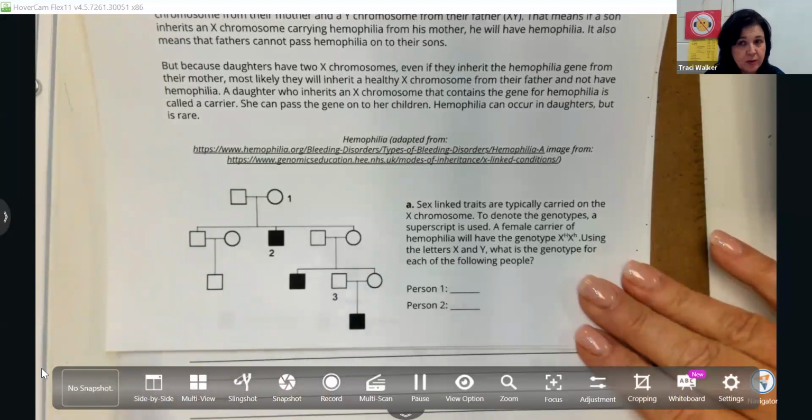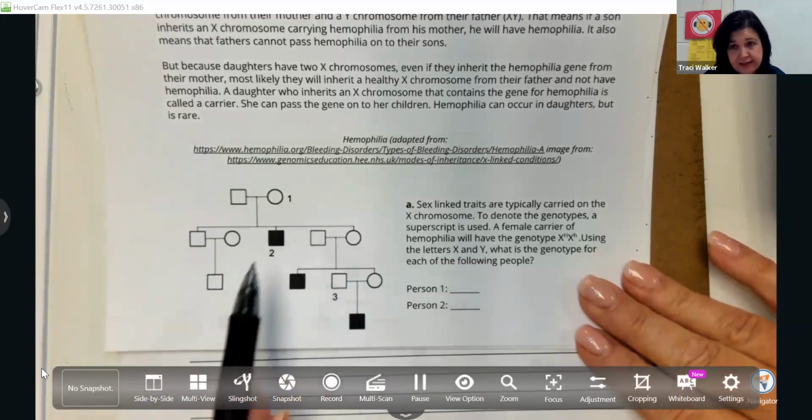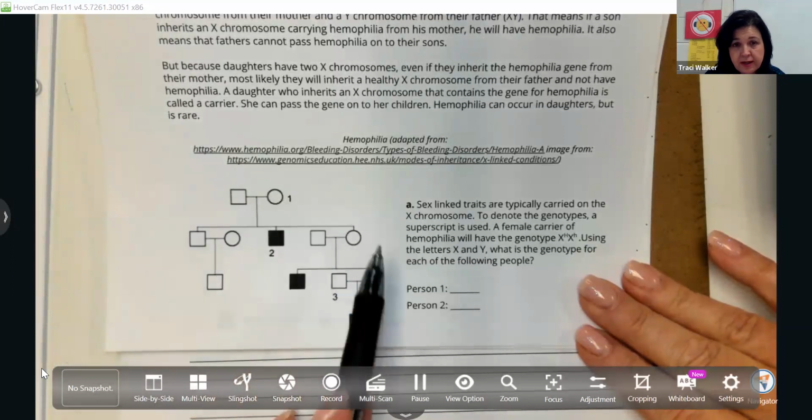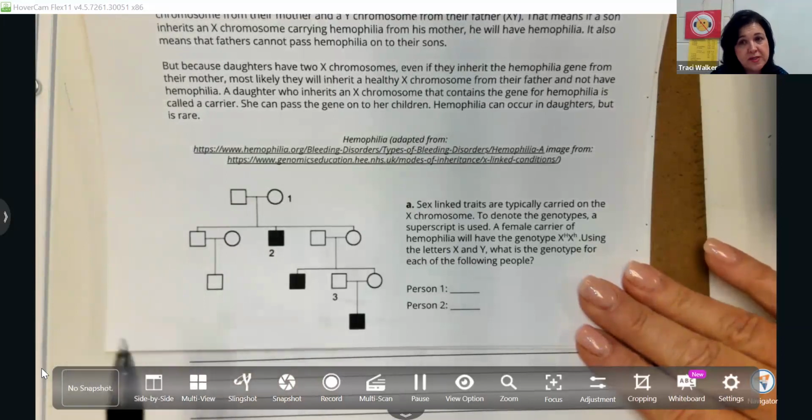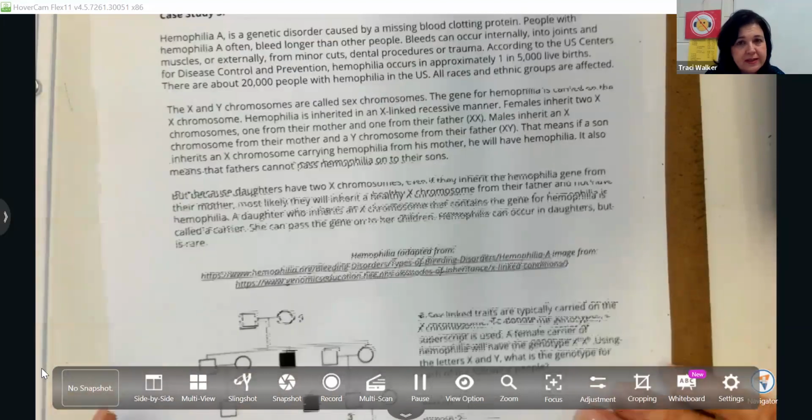And then we ask the question, is it mostly or all males? And yes, only males are affected. All of the females are unaffected. So that tells you this is a sex-linked trait and it occurs on the X chromosome. Okay, so let's read about this trait.